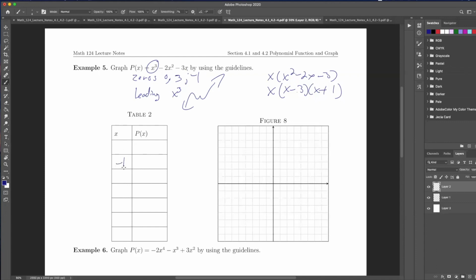We'll plug in our zeros. So this would be minus 1. This would be 0. This would be 3. So minus 1, 0, and 3. So this is 0, 0, and 0. So I know I have a 0 here, right on the x-axis, right at the origin. Negative 1 is also 0. And then 3 is 1, 2, 3, and that's also 0. All right, for my points, I'm going to choose 1. There's no whole number, so I'll do negative 0.5. I'll just do minus 2 here. And then for 3, I'll just go to 4.